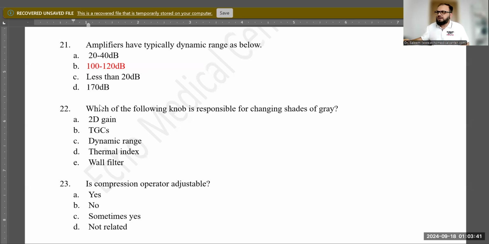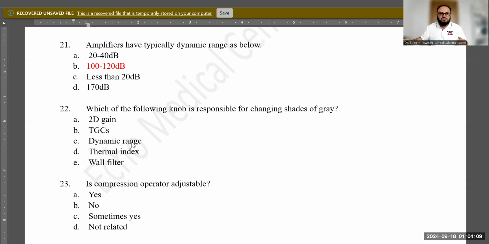Okay, now, next question. Which of the following knobs is responsible for changing shades of gray? All the pictures are made of shades of gray. So what do you think, which of these knobs will change it, either make it more or make it less? To bring that change in the shades of gray for a picture, which knob is that? What do you think? Now this is a chance, right? I'm giving you a chance to think. Exactly, C is the correct answer.